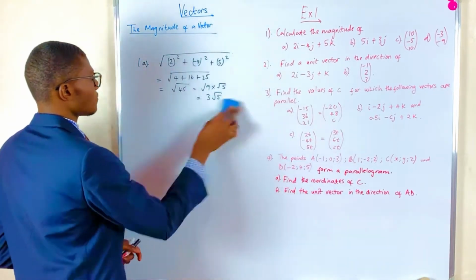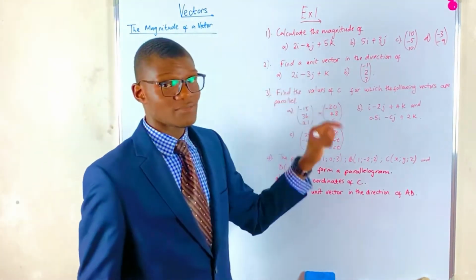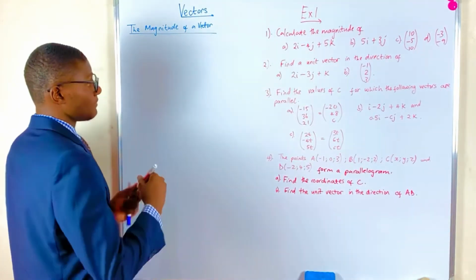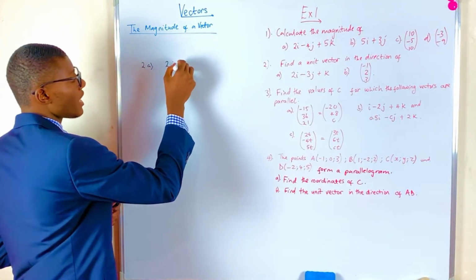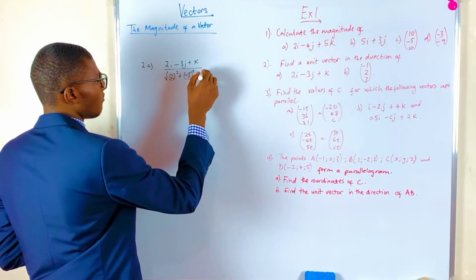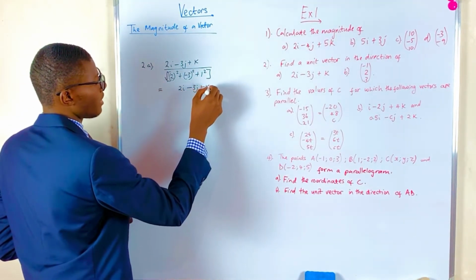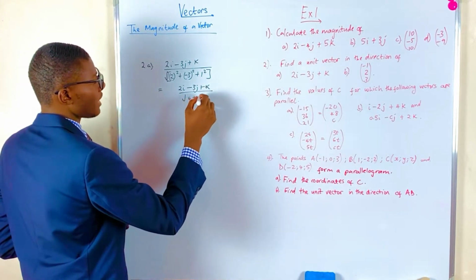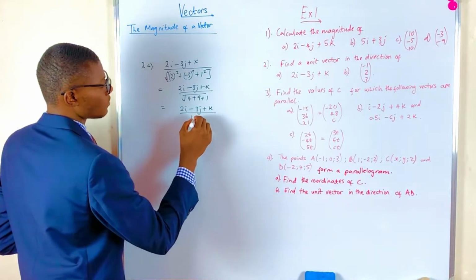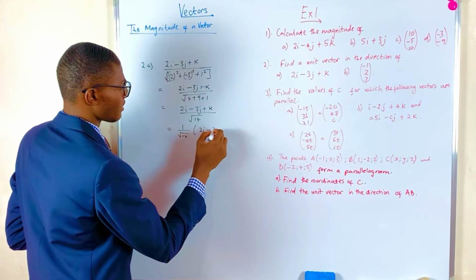Okay, so now moving on to number 2. Number 2 says find a unit vector in the direction of vector 2i minus 3j plus k. To find a unit vector, we simply divide that vector by its magnitude. So for 2a, we've got vector 2i minus 3j plus k over the square root of 2 squared plus minus 3 squared plus 1 squared, which gives us 2i minus 3j plus k over root of 4 plus 9 plus 1, which is 2i minus 3j plus k over root of 14. So we can just write it as 1 over root 14 multiplied by 2i minus 3j plus k.